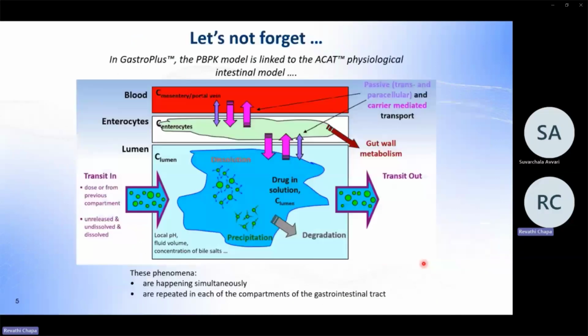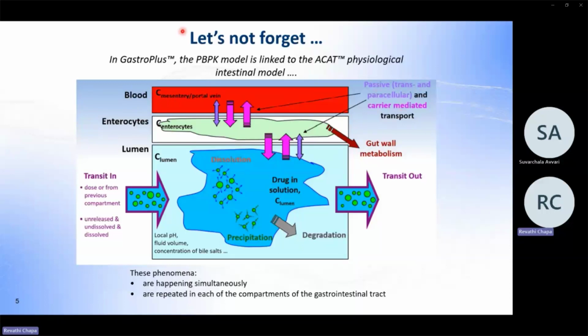Before we do any kind of DDI predictions, it is always imperative to have the right PBPK model, which is always linked to a physiological intestinal model. By this, I mean that it is always important and necessary to have the right processes defined when we want to make the right approximate DDI predictions.